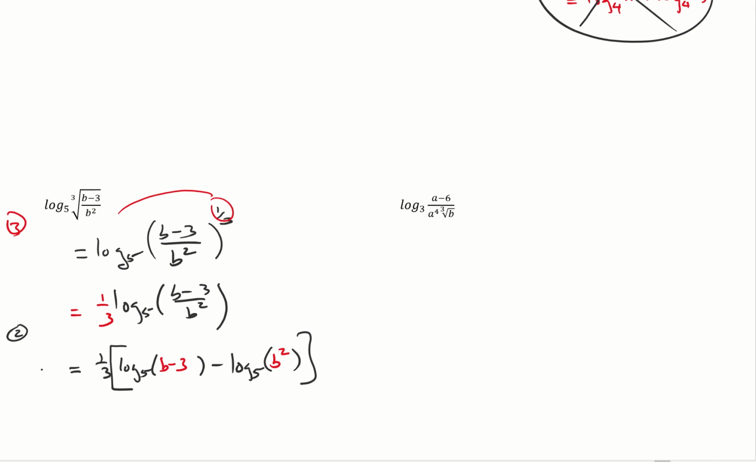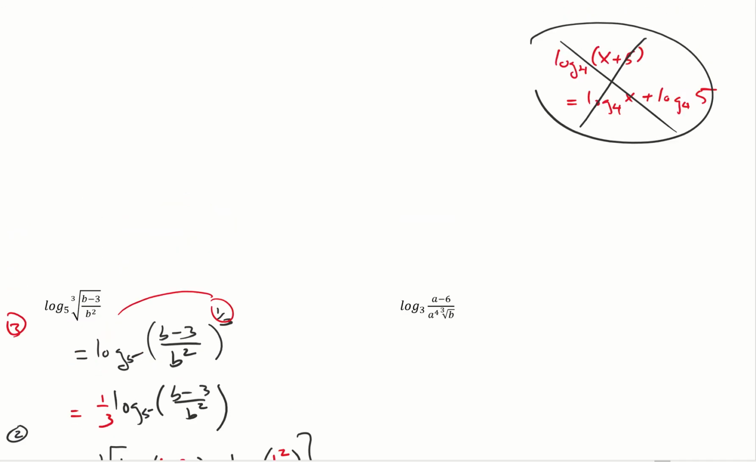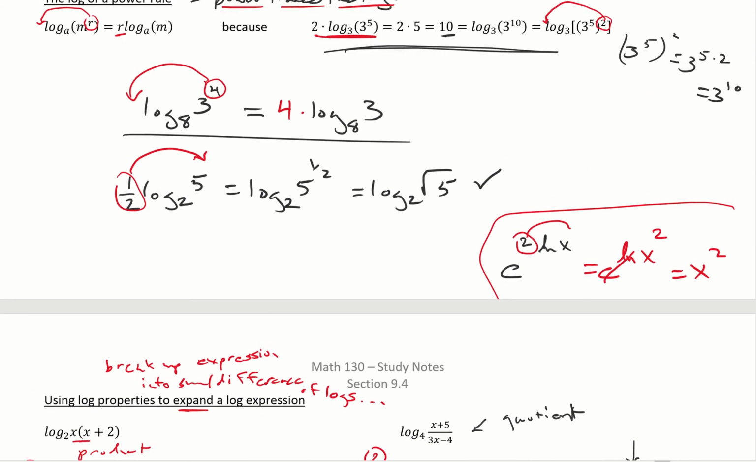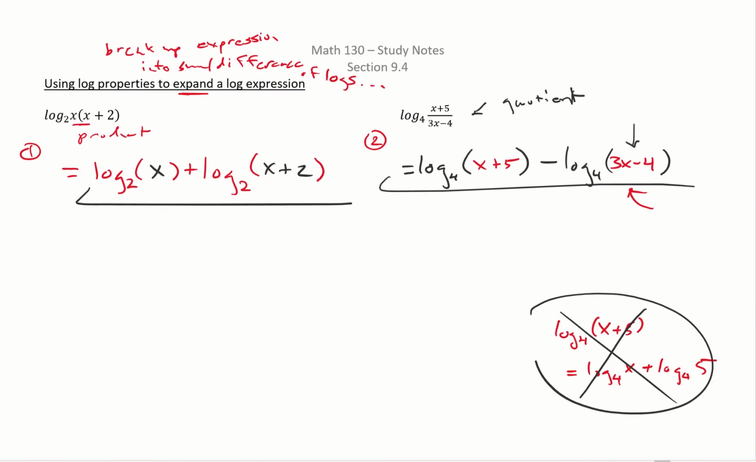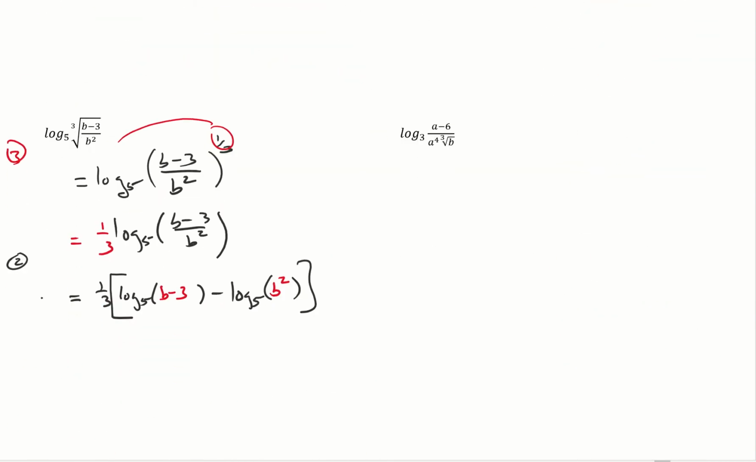So I took a power out. That was a surprise, wasn't it? Oh, a radical comes out. Well, we've seen radicals before. One of the problems up here, here it is right here. The 1/2 goes in as a radical, but this time I took the radical out because I'm breaking things apart. Okay, that's what's happening here.